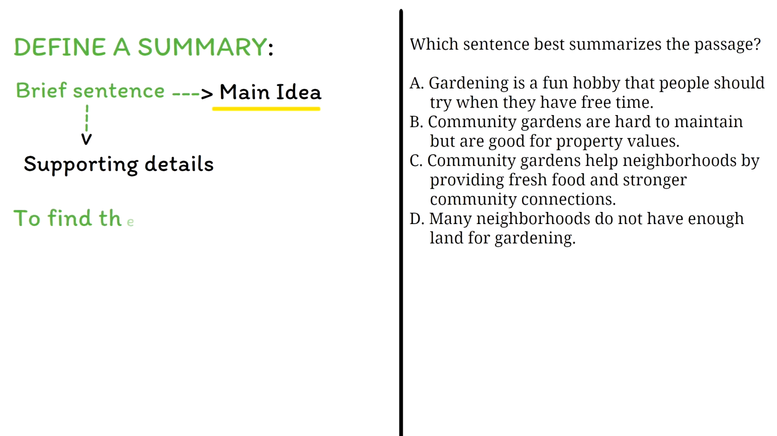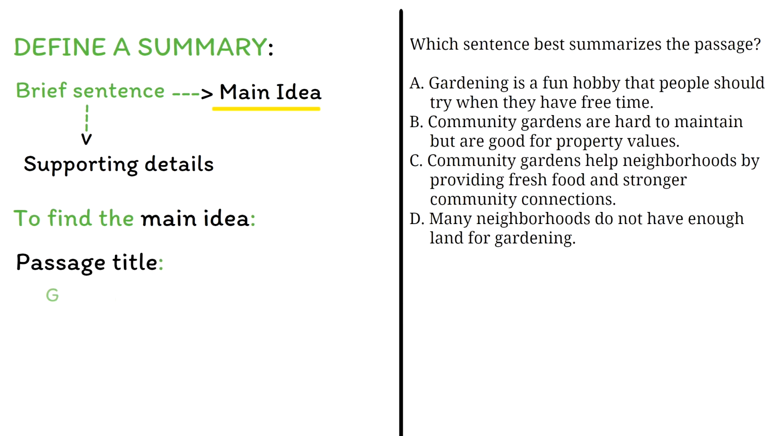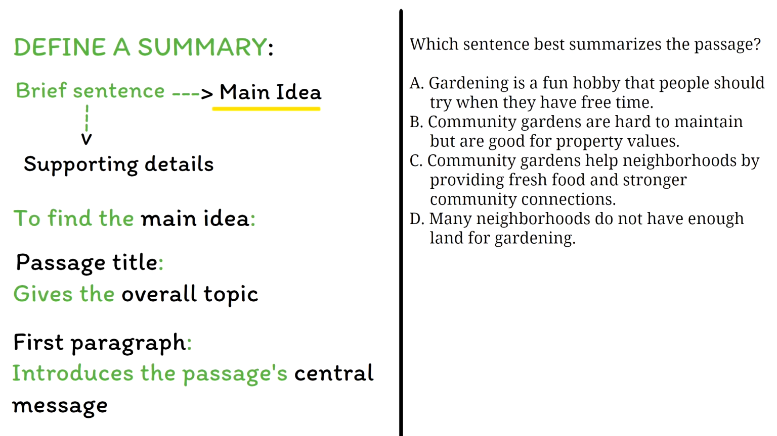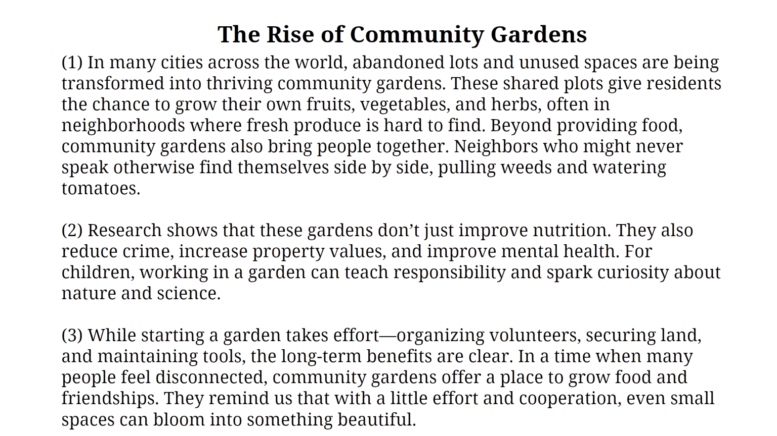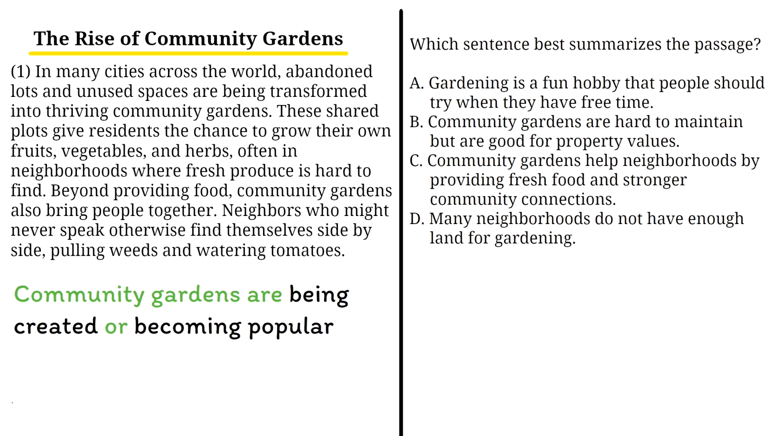Now, to find the main idea, the fastest and smartest way is to read the passage title and the first paragraph. This is because the title gives you the overall topic, what the passage is about, and the first paragraph usually introduces the passage's central message. So let's go to our passage and bring the title and first paragraph back to the left side of our workspace. Now, the title, The Rise of Community Gardens, tells us that community gardens are being created or becoming popular. And this signals to us that the passage will likely talk about why community gardens are appearing more often.